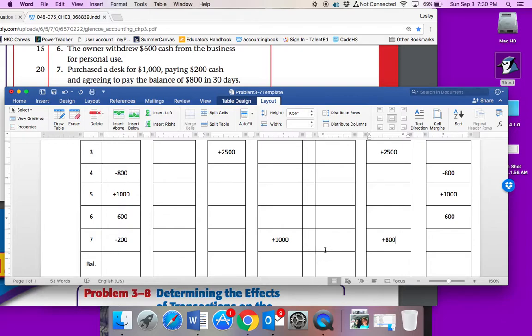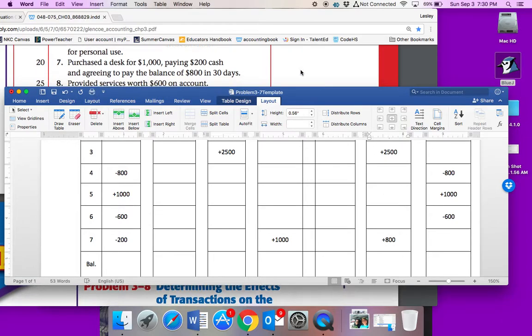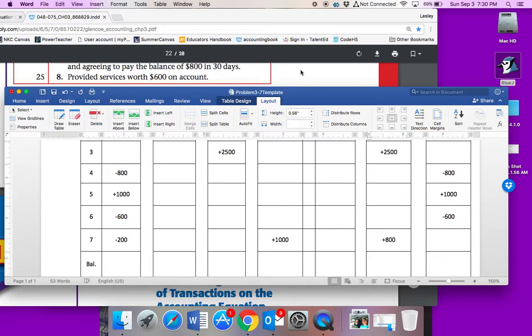Okay, so again, if you look at your equation, assets, which these two are your assets, you take 1,000 minus 200 equals liabilities, 800. So the transaction's still balanced. Okay, and if you don't understand that, by all means, please email me.